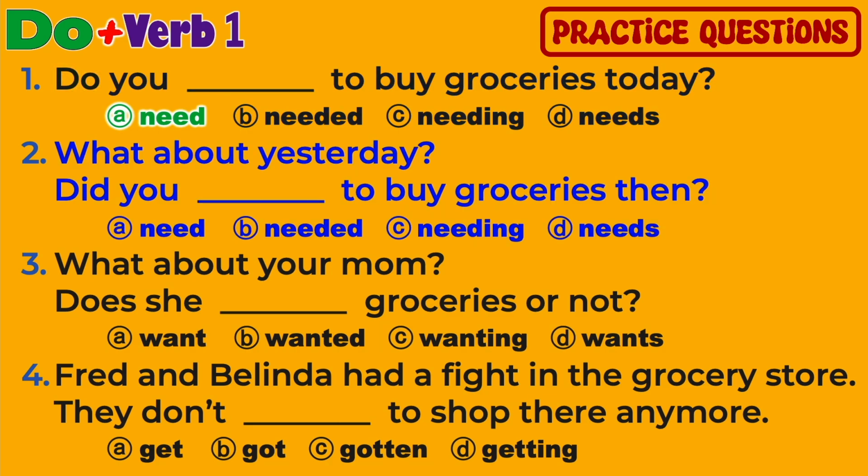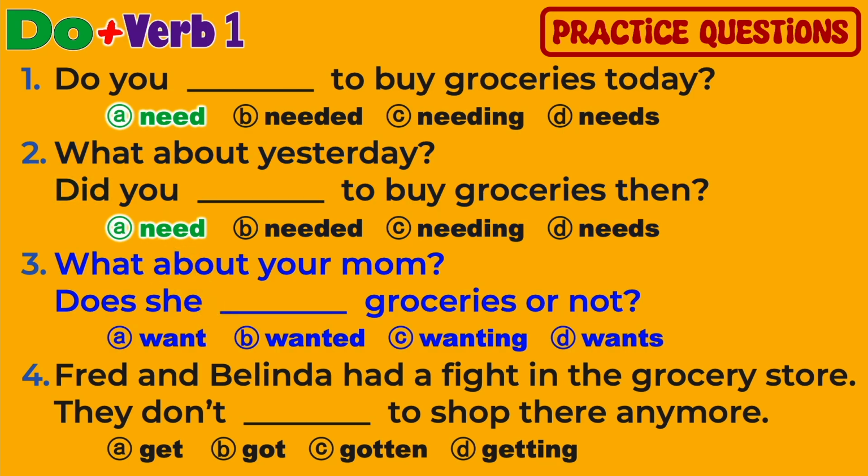What about yesterday? Did you to buy groceries then? Okay, a big deal in this sentence is yesterday. And because of yesterday, we say did. We're talking about the past. Now, do we want to say maybe needed? No, sir, don't say needed. Needed is not correct. We already have past because we said did. When we use did, that's a do verb, and we need verb 1, so we're going to say need. Did you need to buy groceries then?